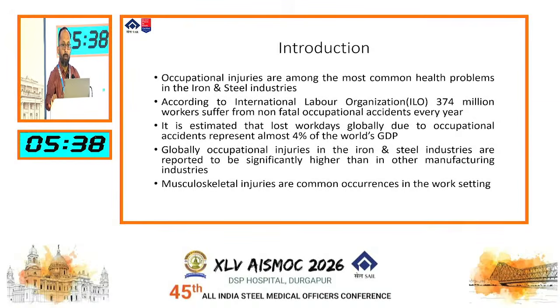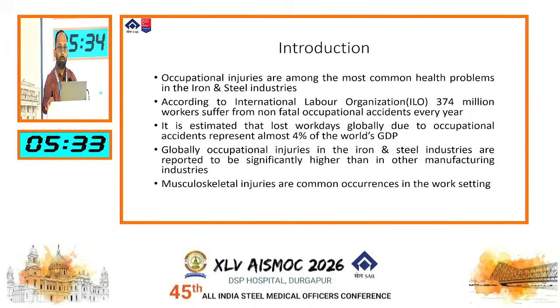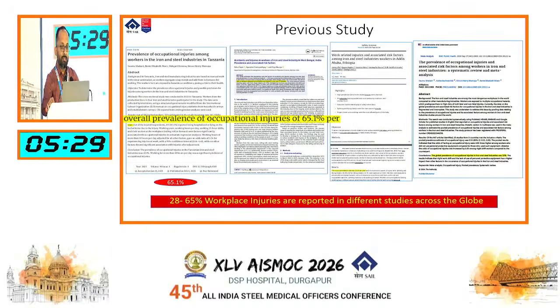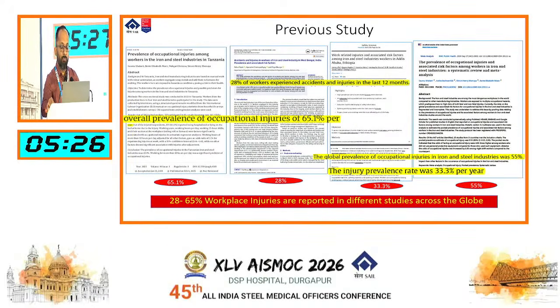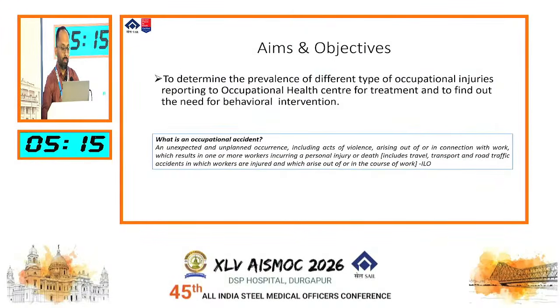Different studies previously done show that musculoskeletal injuries are common occurrences in the work setting. A systematic review and meta-analysis of previous studies revealed that the global incidence of occupational injuries was found to be 55% in iron and steel industries. The aims and objectives of our study were to determine the incidence of different types of occupational injuries and the need for behavioral intervention.